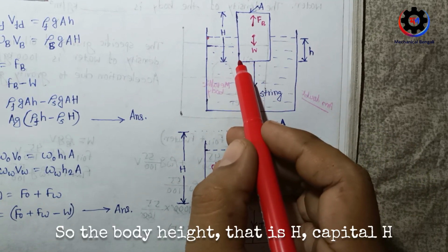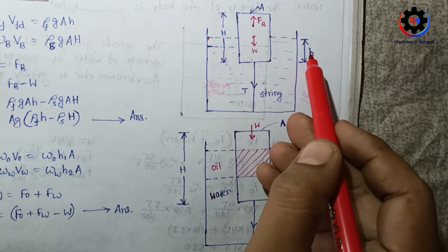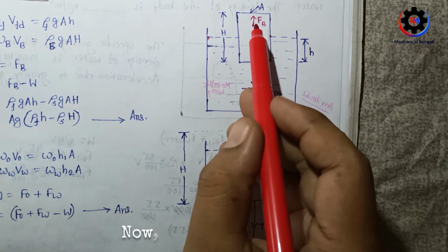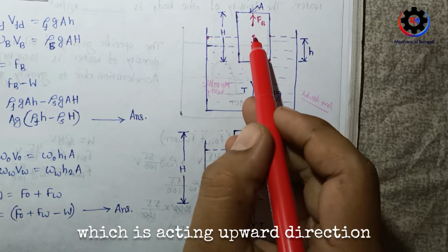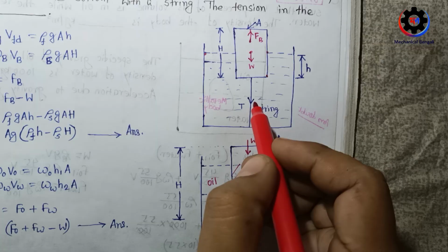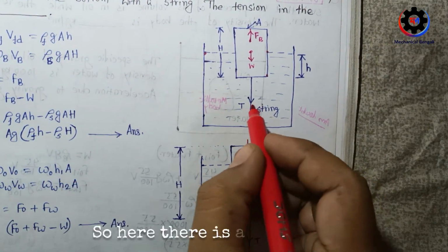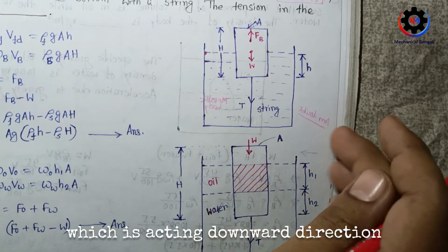Okay, so the body height is capital H, and from the free surface to here the height is small h. Now the buoyancy force is acting in the upward direction and the weight of the body is acting in the downward direction. And there is a string which is tied to the bottom. So here there is a tension which is acting in the downward direction.